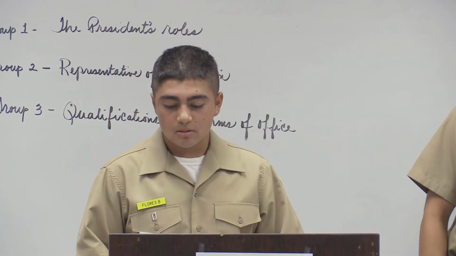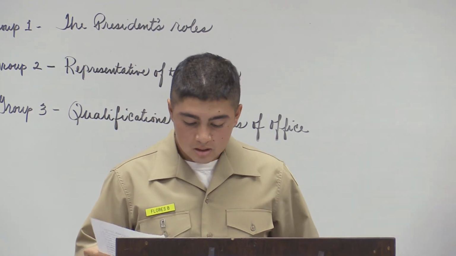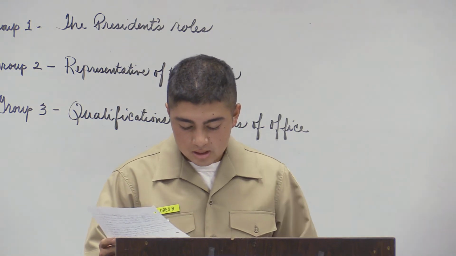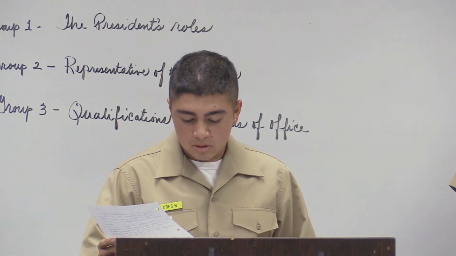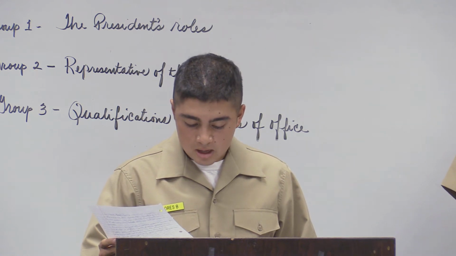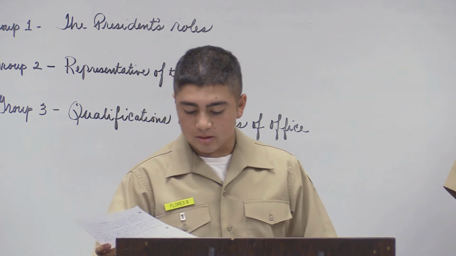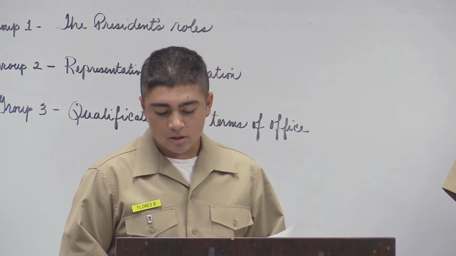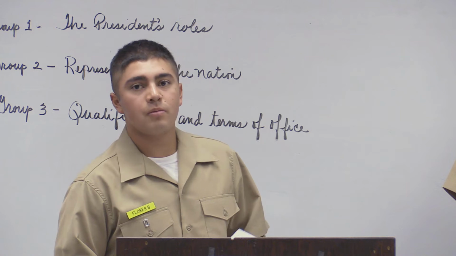To talk about the qualifications and terms of office. The formal qualifications: be a native-born U.S. citizen, be at least 35 years of age, and have been a U.S. resident for at least 14 years. The Constitution contains no other formal qualification for the president.